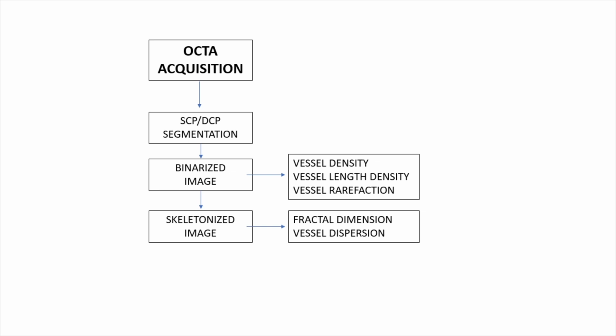So this is just a basic algorithm of how it works. First we do the segmentation, then the binarization. These parameters can be calculated, and then after skeletonization we can get the fractal dimension and the vessel dispersion. There is a software called ImageJ where these processes can be done, and then we can calculate values.